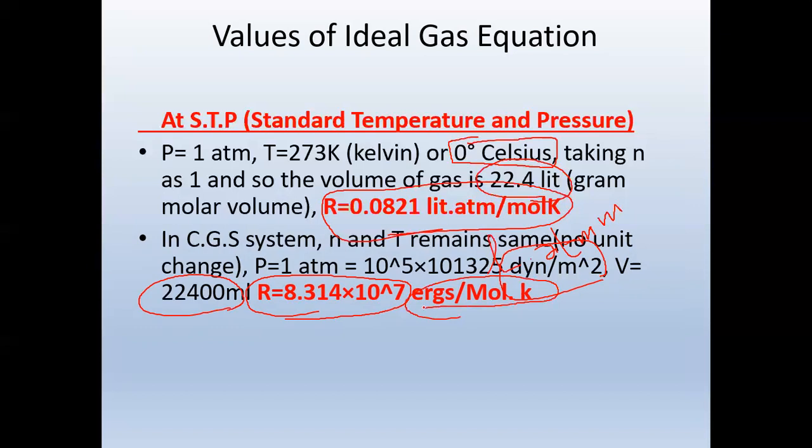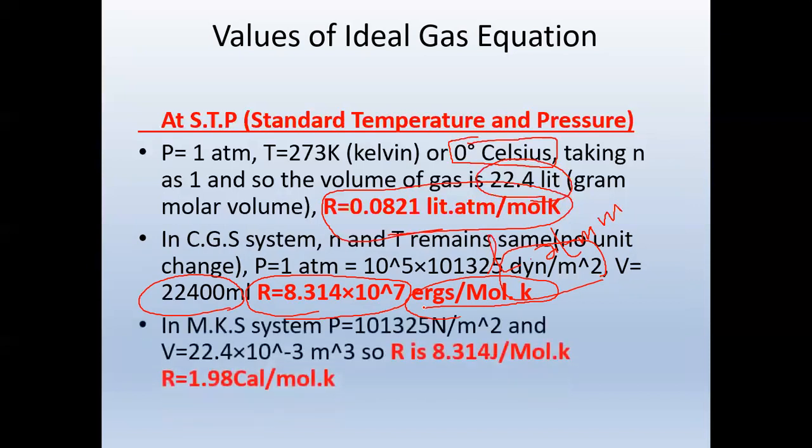So these kinds of questions can always be expected. So 8.314 into 10 raised to 7 ergs per mole Kelvin for CGS system. In such cases, your pressure will be given in dyne per meter square. Also, in MKS system, pressure is given in Newton per meter square and volume is given in meter cube, so volume is 22.4 into 10 raised to minus 3 meter cube. In such cases, you will have 8.314 joule per mole Kelvin, or it can also be written in calorie per mole Kelvin as 1.98 calorie per mole Kelvin.